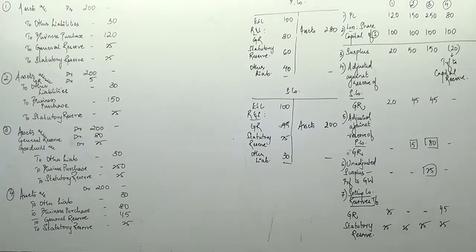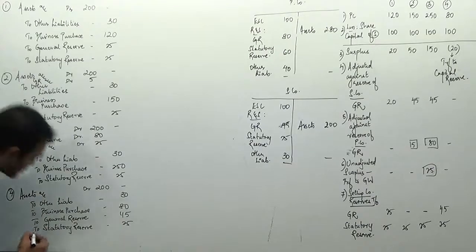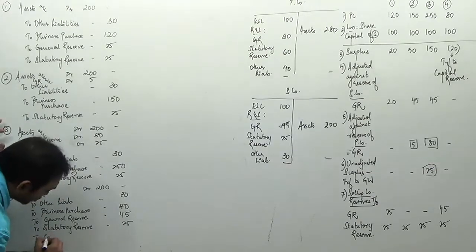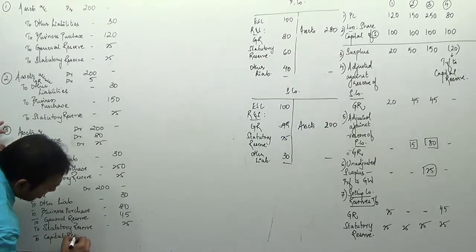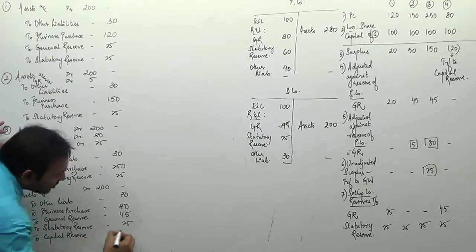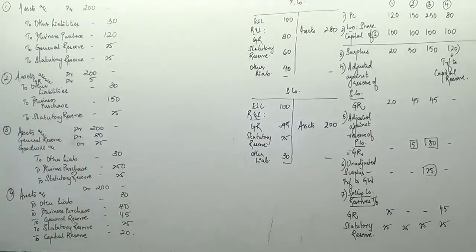The reason is because of the negative surplus of 20 which we transferred to capital reserve. So, to capital reserve. This is how we pass the entries when we are talking about pooling of interest method. Take down the entries as well, guys, under four assumptions.